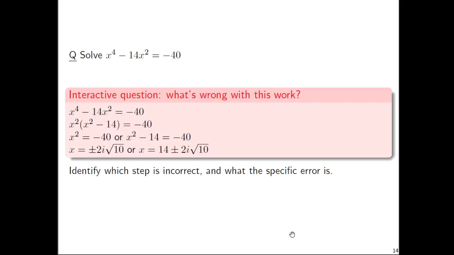Let's try this one more time. How about solve x^4 - 14x^2 = -40. Now take a look at the work that's written here. For the interactive question, what's wrong with this work? Take a look at the work in the red box.